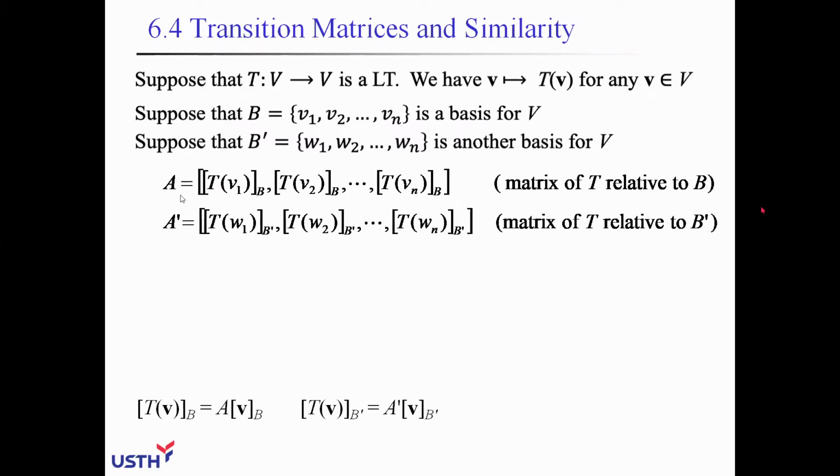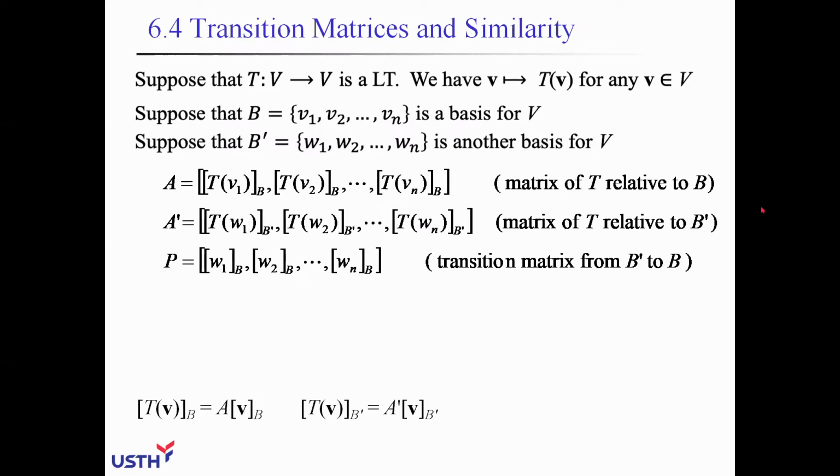We want to know how A and A prime are related to each other, because A and A prime are matrices of the same mapping, the same linear transformation T. We just consider it in different bases. So how are they related to each other?